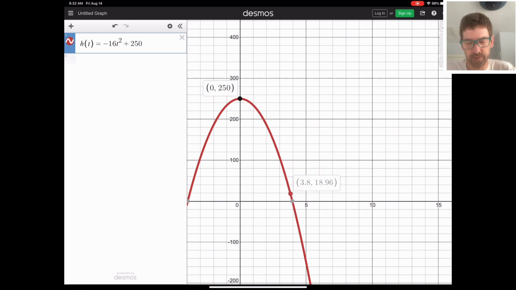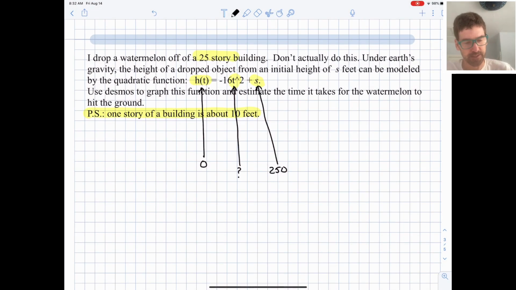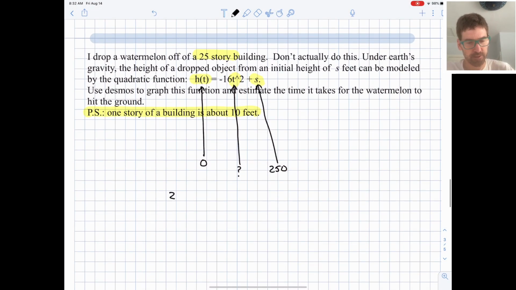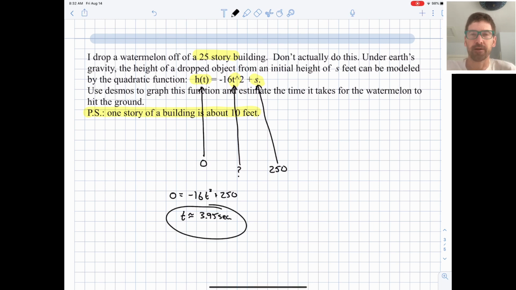And we can figure out when that watermelon is going to hit the ground. It looks like it reaches a height of 0 at about 3.95 seconds. So we can go back and get our answer written in. Let's actually type in what we did. We did 0 equals negative 16t squared plus 250. So t is roughly 3.95 seconds. That's about how long it takes that watermelon to hit the ground. All right, good place to stop right there.